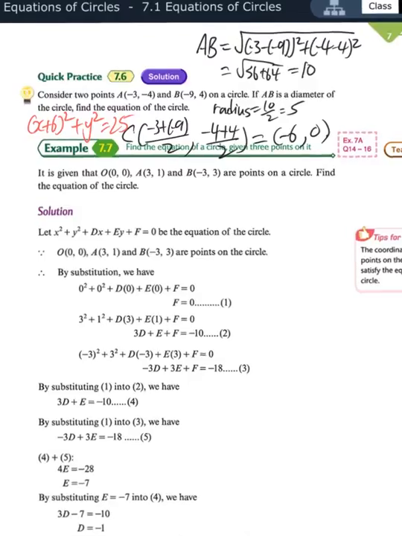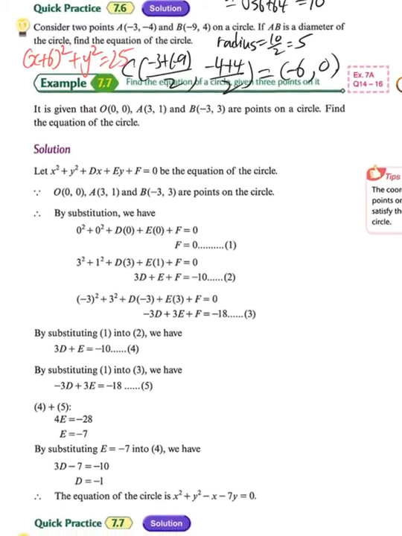Okay, example 7.7. Find the equation of a circle from three given points.